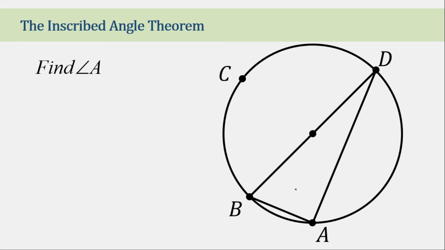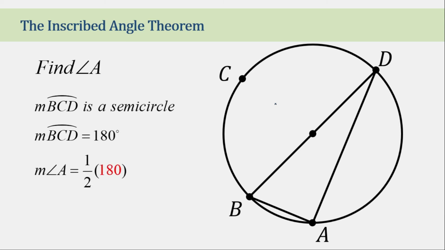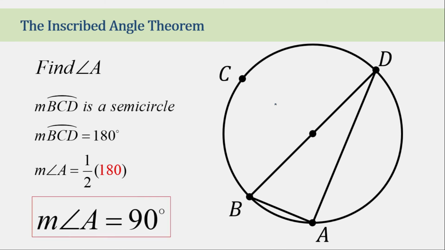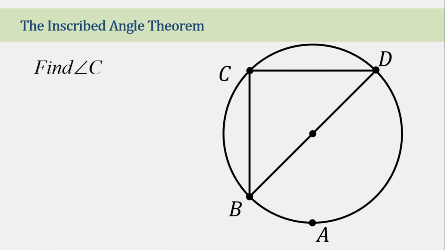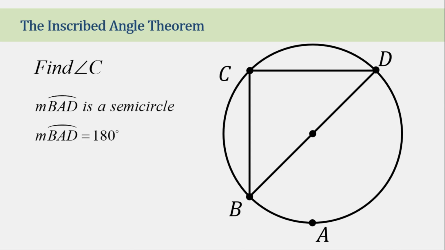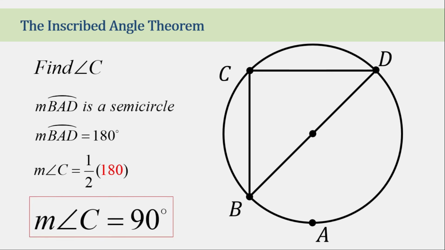As you can see in the illustration, DB is a diameter of the circle. So it divides the circle into half, meaning that this arc measures 180. Then, to get the measurement of angle A, we take 1/2 of 180, and that is 90. So angle A is 90 degrees. Now let's find the measurement of angle C. Same example, BAD is a semicircle, therefore it measures 180 degrees. Then 1/2 of 180 degrees is 90. So that's the measure of angle C.